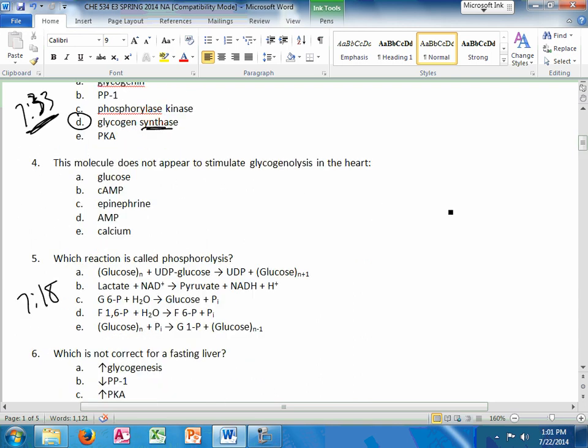This molecule does not appear to stimulate. When I was doing this, anytime I saw glycogenolysis, I would just say degradation, because that's how it was in my head, if that helps you. So you don't mix up glycogenolysis, glycogenesis, and glycolysis, which all look pretty similar. I talk about that in the other video.